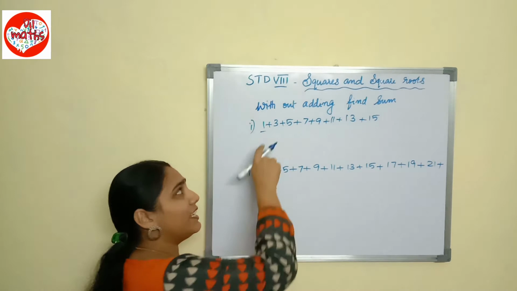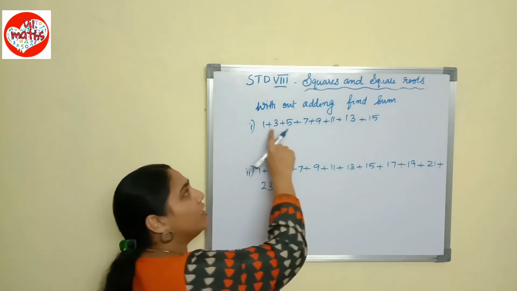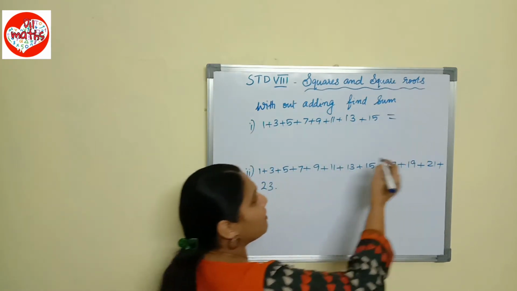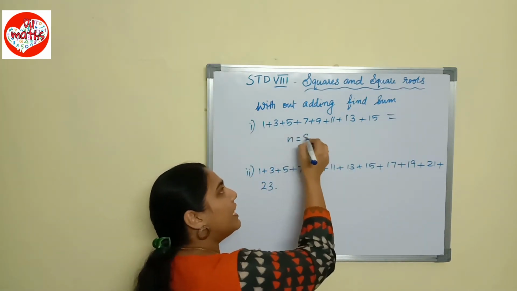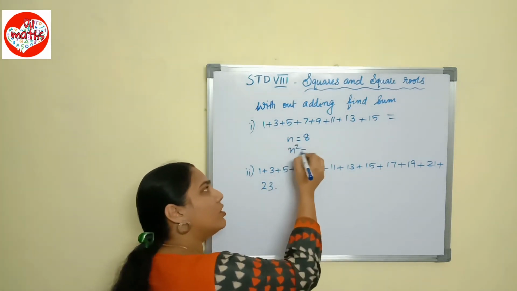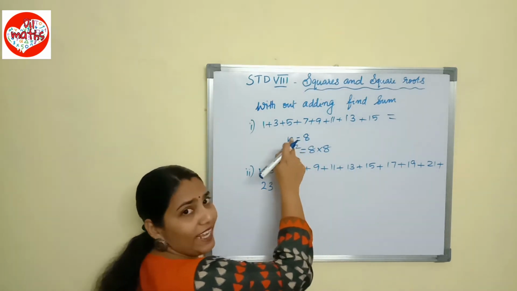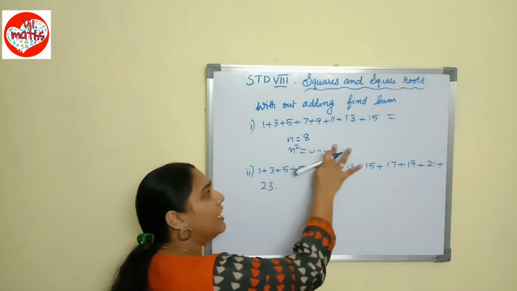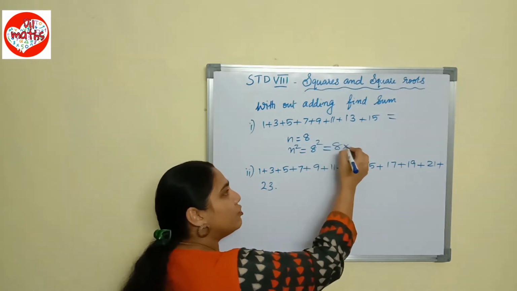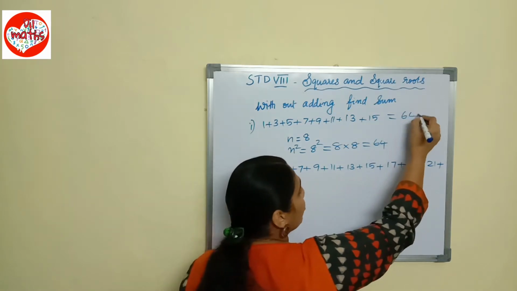If it is given like that, what should you do? You should count how many odd numbers are given there. 1, 2, 3, 4, 5, 6, 7, 8. 8 odd numbers are given here. So n is equal to 8. So what will be the sum of that? N square. N square is equal to 8 into 8. That means here n is equal to 8. That's why n square is equal to 8 square, which is equal to 8 into 8. That's equal to 64. So the sum of this number will be what?